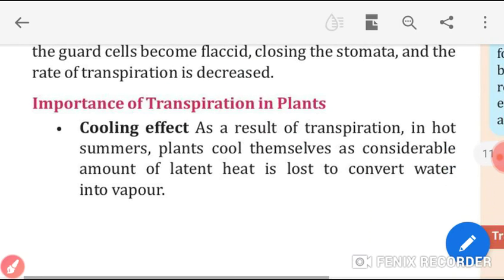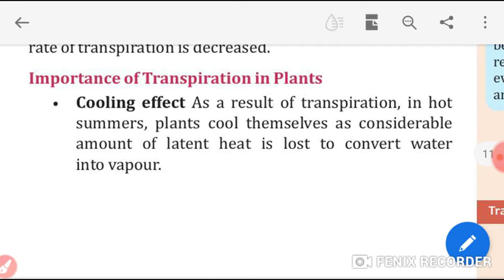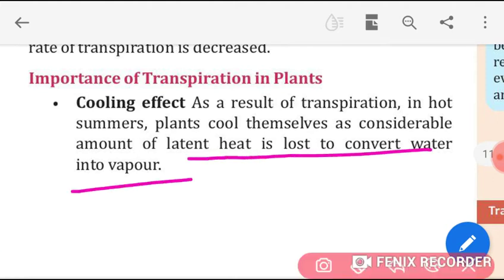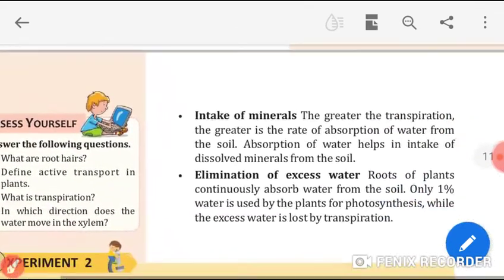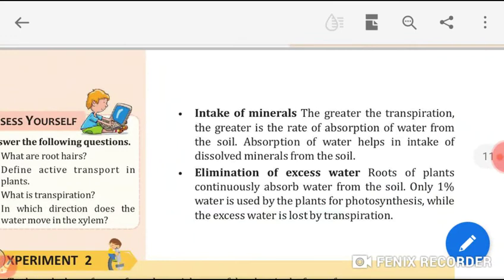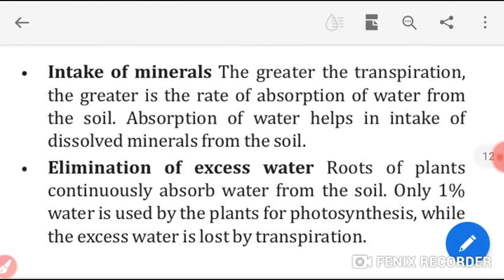What is the importance of transpiration in plants? First of all, the cooling effect. In hot summers, what happens? Plants cool themselves as a considerable amount of latent heat is lost to convert water into vapor. Next, intake of minerals. The greater the transpiration, the greater is the rate of absorption of water from the soil. Absorption of water helps in intake of dissolved minerals from the soil.